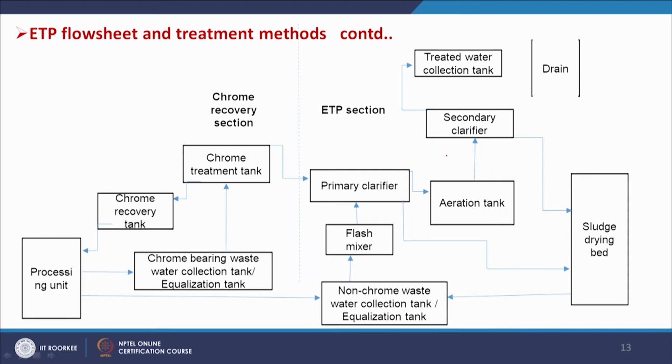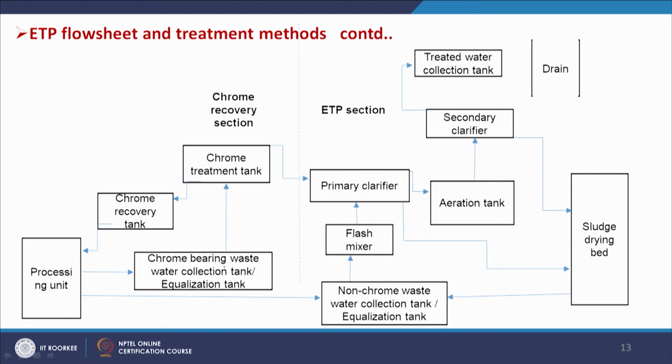Now, if this philosophy is applied, then what will happen? The wastewater which is generated will be considered in two parts. So, the processing unit has two types of wastewater: one is chrome bearing wastewater, which goes to the chrome bearing wastewater collection tank, and the other is process water where chromium is not present, which goes to the non-chrome wastewater collection tank and equalization tank. So, these two separate streams can be considered for treatment in separate ways.